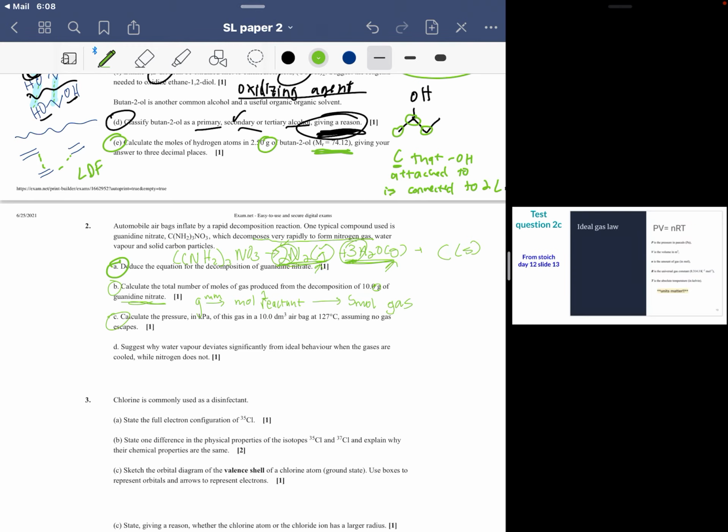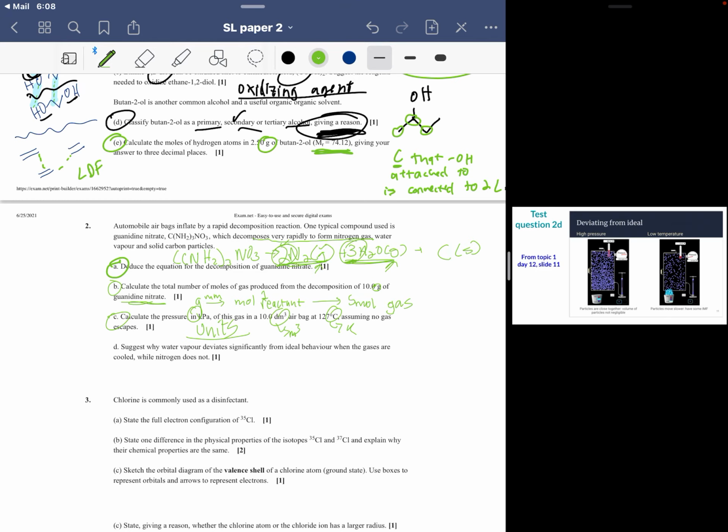C, this was just a PV equals nRT problem. The only issues I saw here were forgetting about the units. Just like you see on the slide, units matter. So you have to convert this to Kelvin, convert this to meters cubed, and then convert your final answer into kPa instead of just Pa.